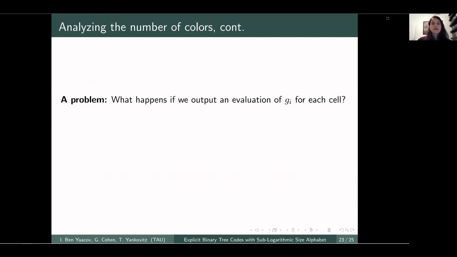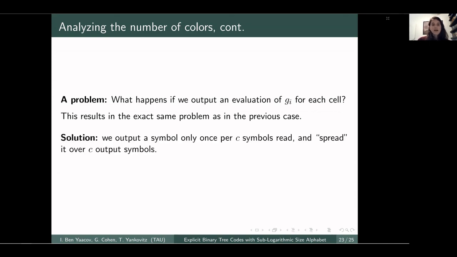Another problem is caused by writing an evaluation of our reverse polynomials for every input symbol we read. This results in the same problem as in the previous case. Our solution is to output a symbol only once per C symbols read and spread it over C output symbols. By taking C to be the parameter that gets the best results in terms of distance and number of colors, we get the desired results.